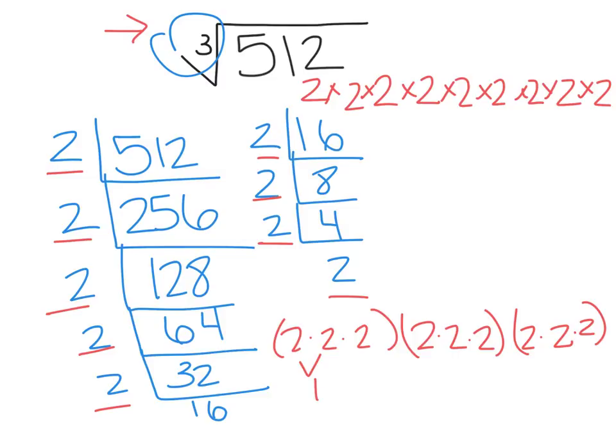2 times 2 is 4, times 2 equals 8. So each group would end up equaling 8. So now we know that the cube root, don't forget that 3 in your radical, of 512 equals 8.